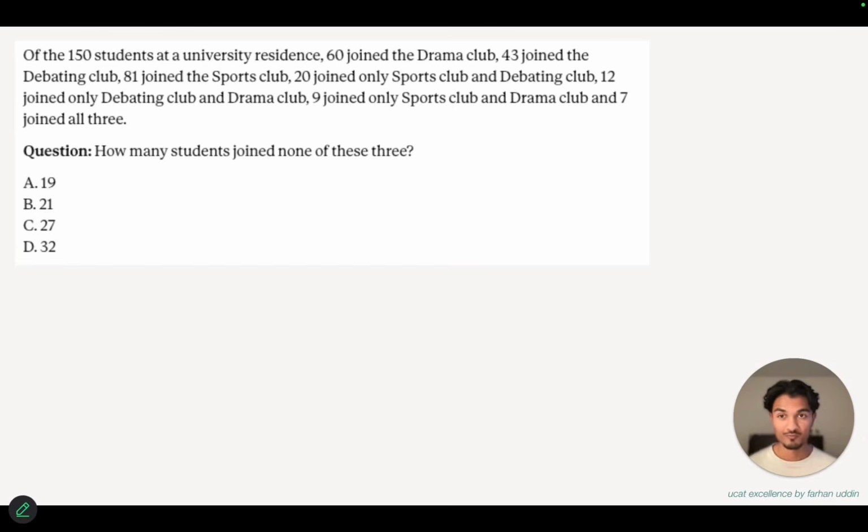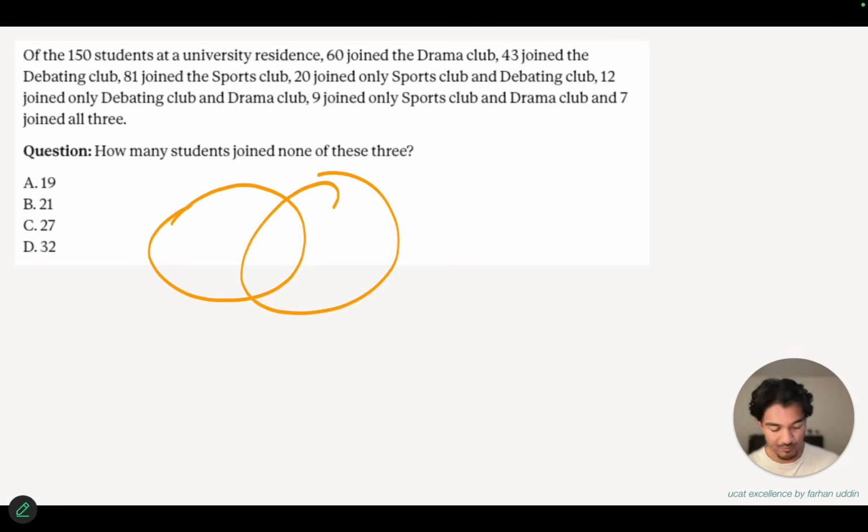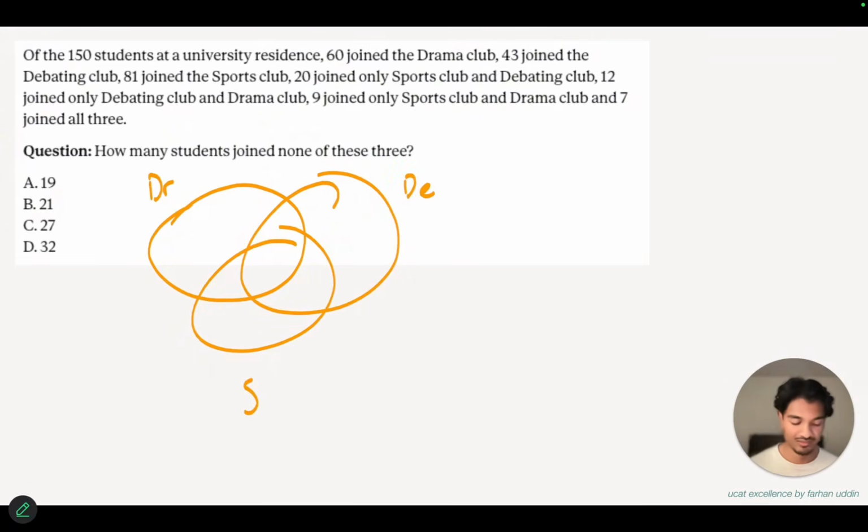So first of all, what are we going to do? We're going to do a legend. Again, nothing to do from a legend point of view other than make our Venn diagram and label them. So we've got drama, debating, and sports. So I'm going to do drama, debating, and sports like so.